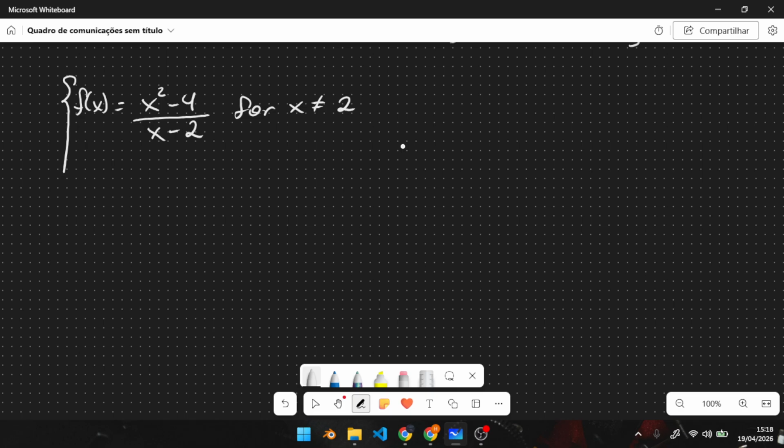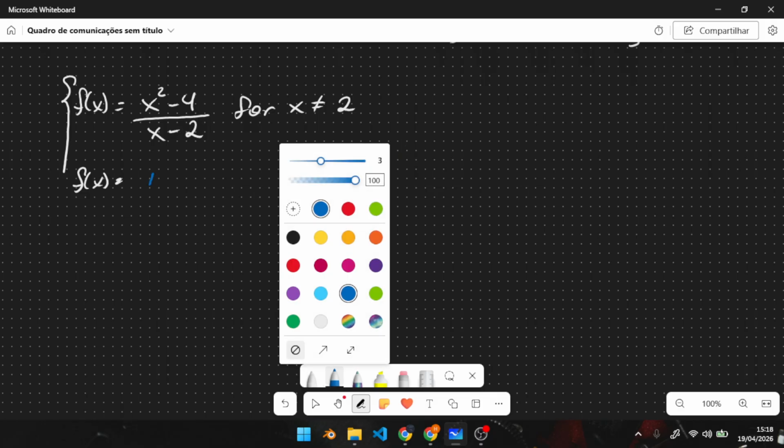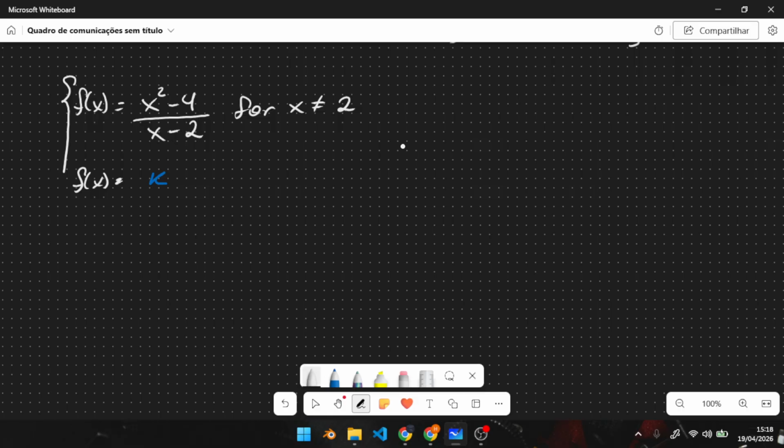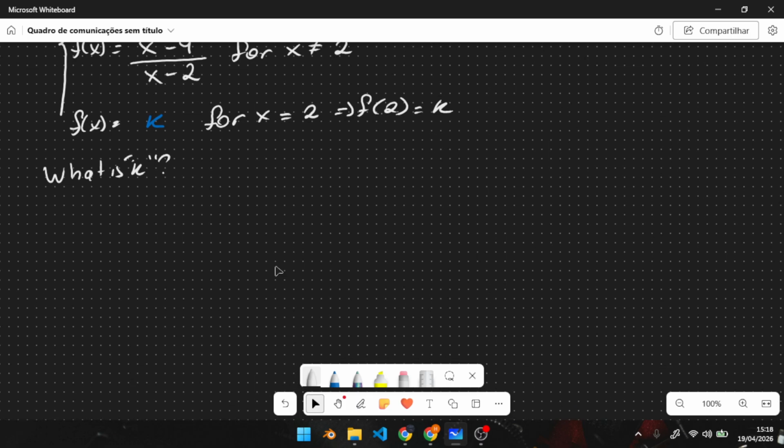That will make sense, because if x equals 2, we're going to have 0 by 0, and we can't have that. It's not defined. But then the function f of x is k for x equals 2. What does this mean? This means that f of 2 is k. And then the question often says, okay, what is k? How would you do that? Because it seems a little bit off.